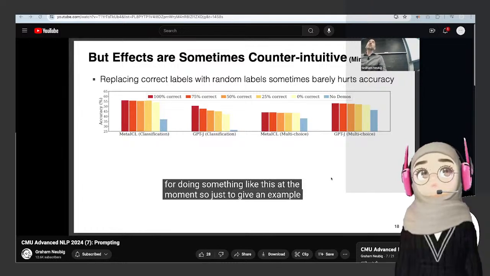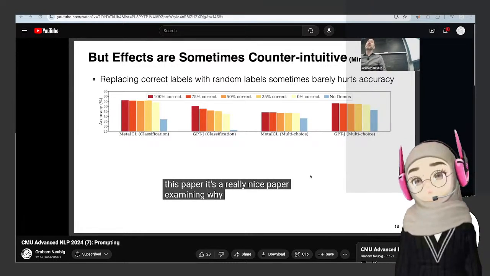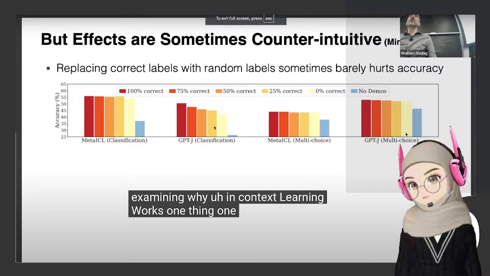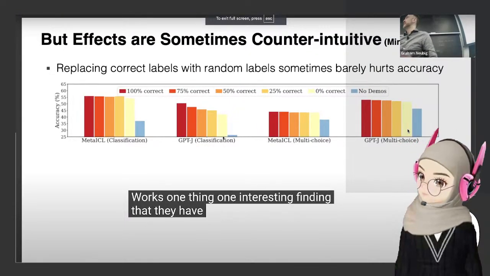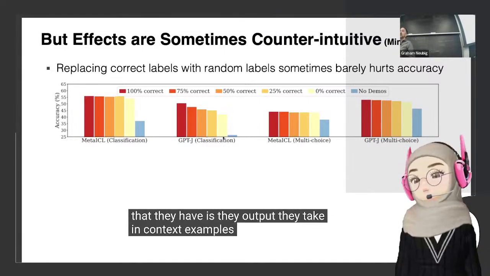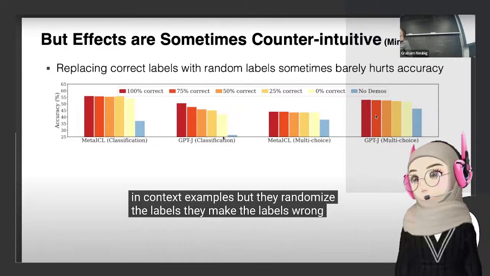So just to give an example, this paper is a really nice paper examining why in-context learning works. One interesting finding that they have is they take in-context examples, but they randomize the labels. They make the labels wrong.